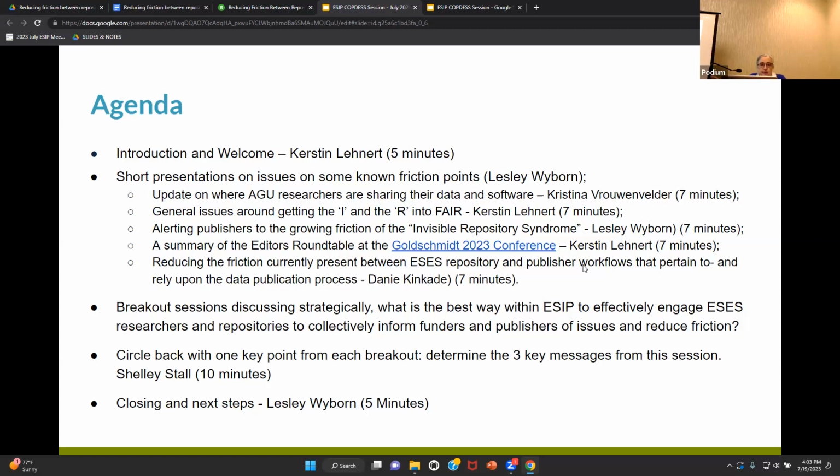And then we'll have a series of breakouts into as big groups as you want, or do it as one discussion group where we work out what the key messages are from this session, but more, get guidance on the best way forward for ESIP to effectively engage these ESCS repositories, particularly now the CDF has joined ESIP. It's an opportunity for us to get a more collective view and present it to the publishers.